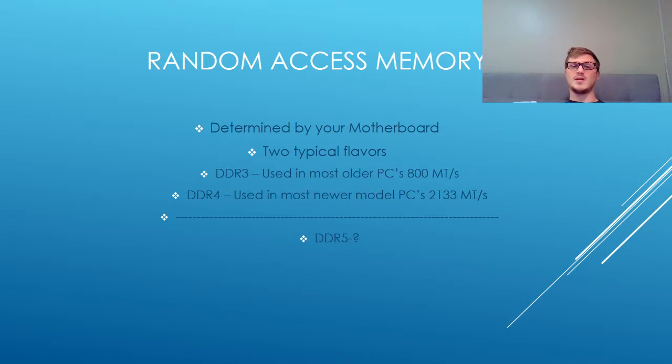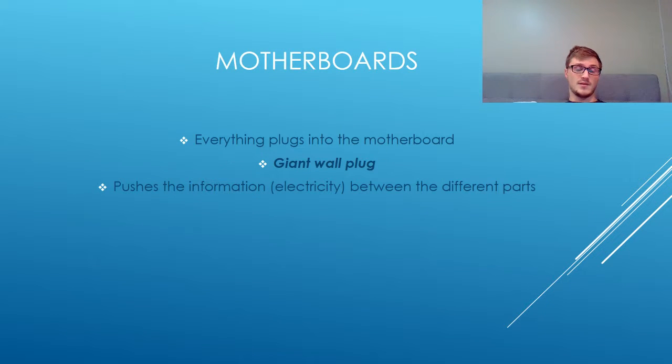Next is going to be your random access memory. That's determined by your motherboard. So whichever motherboard you pick is going to tell you what memory to get. There are two typical flavors. You either have the DDR3 or the DDR4. Threes are the older type and fours are the newer type. The next one that's going to be coming out is DDR5.